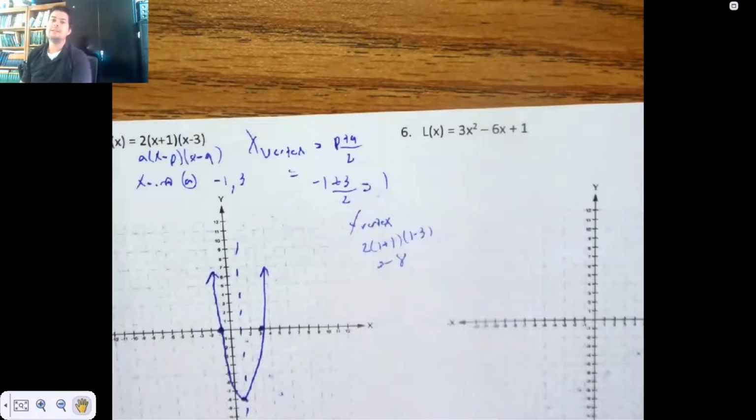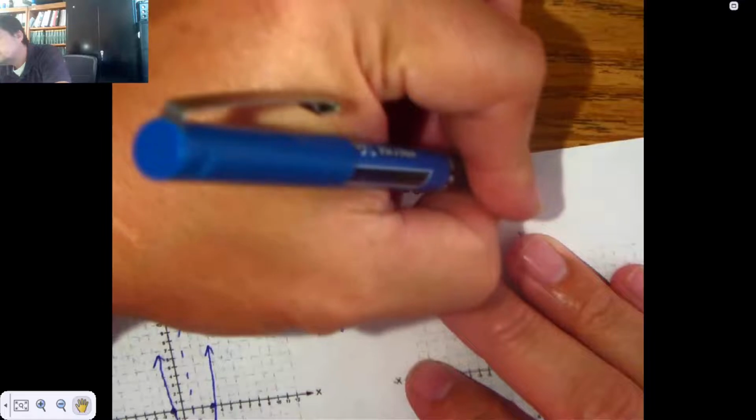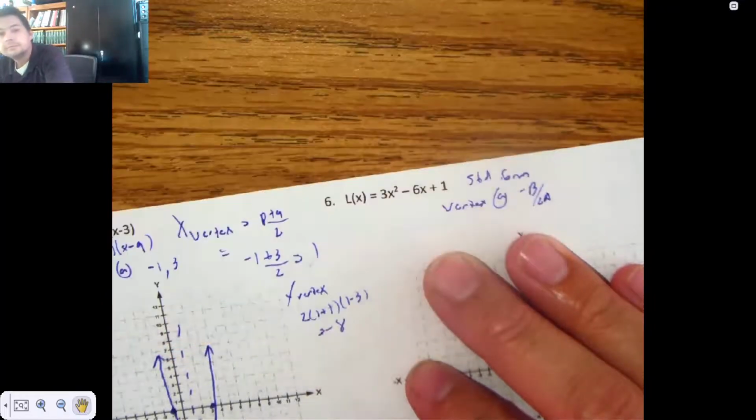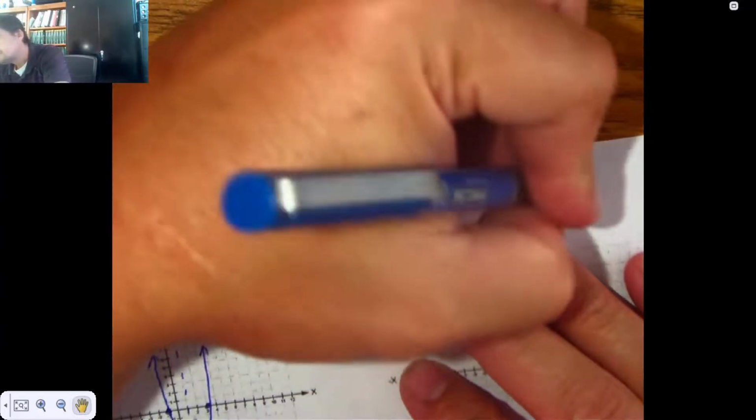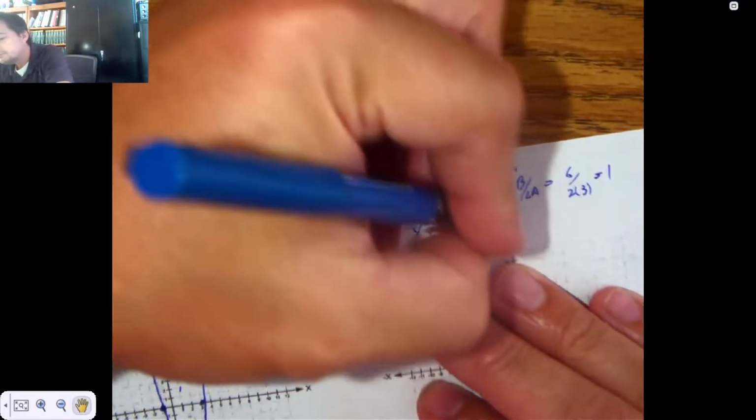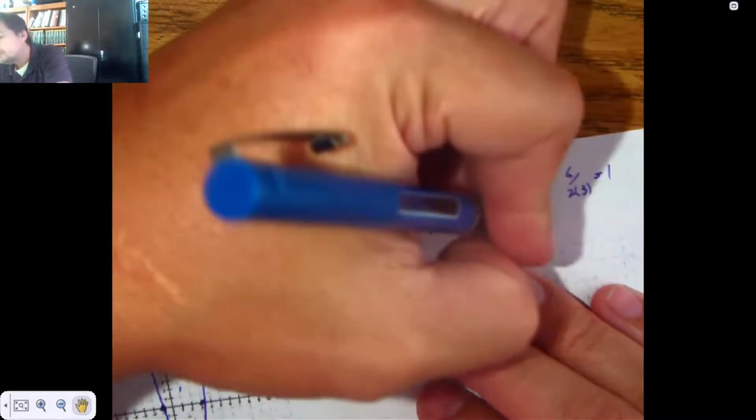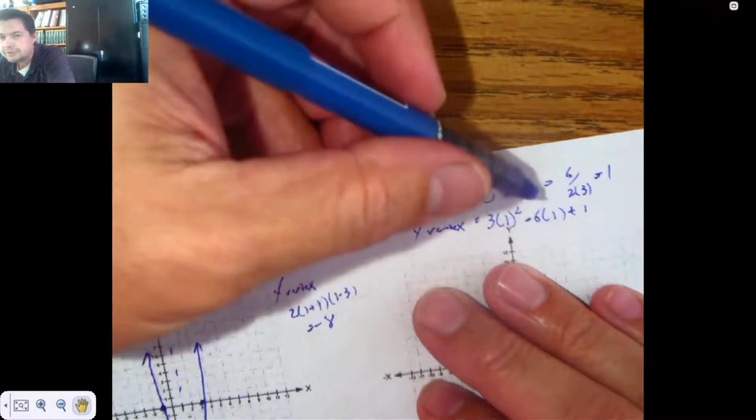All right, 6 is in standard form. So this is in STD form. We have a vertex at opposite b over 2a. So opposite of a negative 6 is a positive 6. A is 3. There's a vertex at 1. That's the x-coordinate of the vertex. To find the y-coordinate of the vertex, we plug a 1 in. 3 times 1 squared minus 6 times 1, add a 1 back. That's going to be 3, take away 6, which is negative 3, negative 2. So we have a vertex at 1, negative 2.